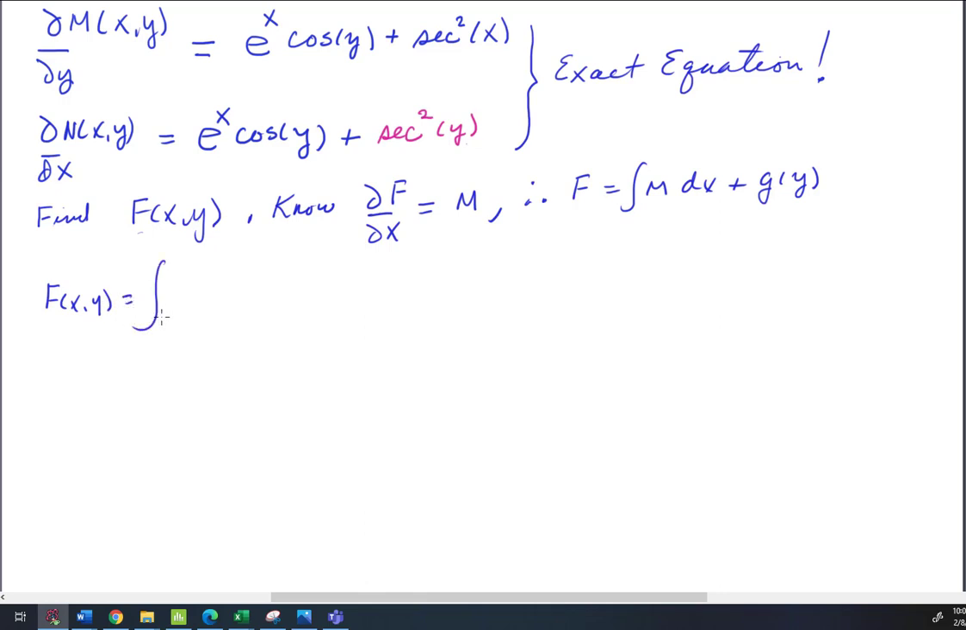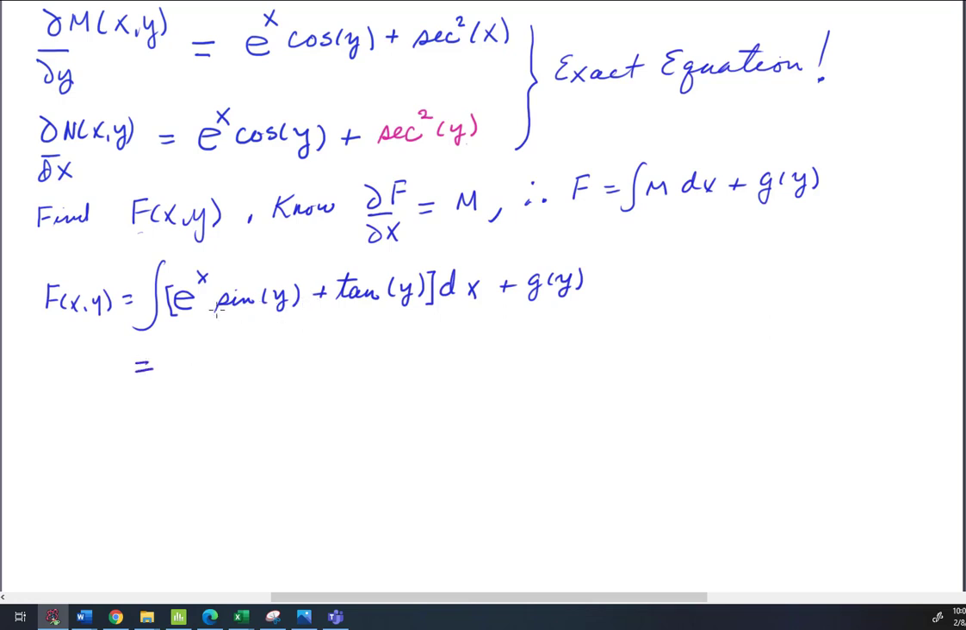So f of xy is going to be equal to the integral, and I'm just going to write down what m was. You may remember, or we could scroll up, but this was e to the x sine y plus tan y, and then I'm integrating with respect to x. Let me box these things in a little bit just for form, and then plus a function of y alone. All right, so that's going to be f, and now just evaluate this integral.